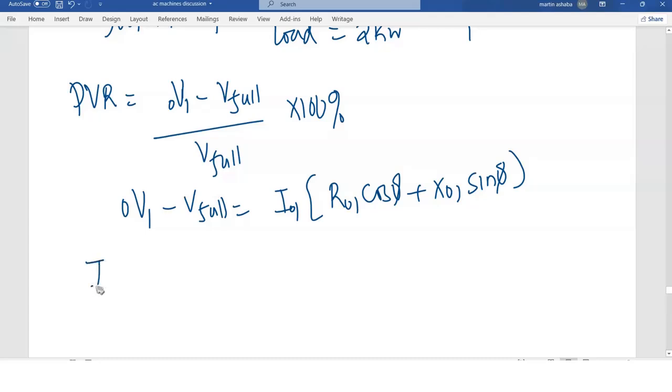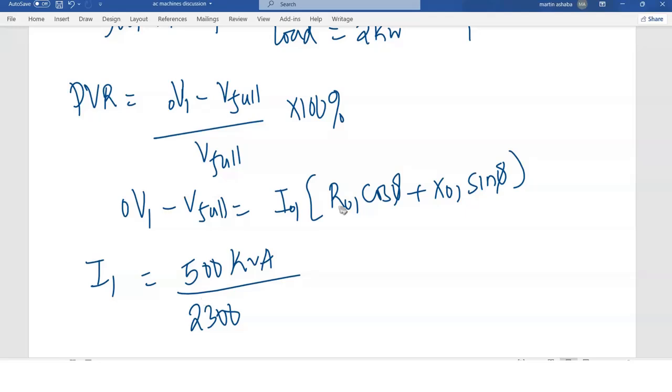So we know I1 is equal to the rating of the transformer in kVA divided by the primary voltage, 2300. So if I do that, 500 times 10 to the power 3 divided by 2300, I have a current equivalent to 217.39 amps. So this is the full load primary winding current.